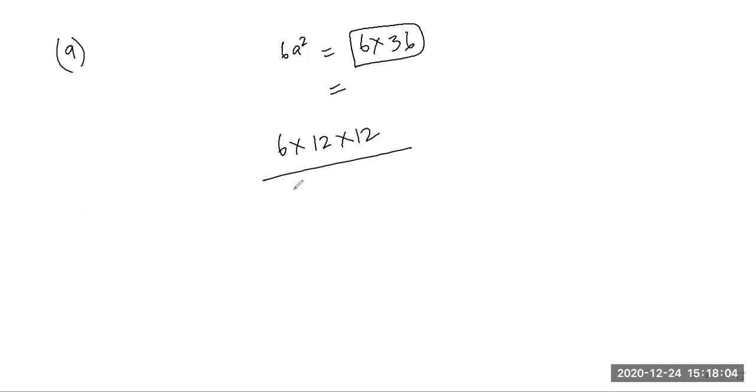The surface area of the smaller cube is 6a square, which is 6 into 36. And the surface area of the bigger cube is 6 into 12 square, that is 12 into 12, divided by 6 into 6 into 6. So 6 cancels with 6, and 6, 6 and 2, 2. So it will be 4 is to 1. Is it right? Did you get the right answer? Please see the answer: 4 is to 1. Thank you very much.